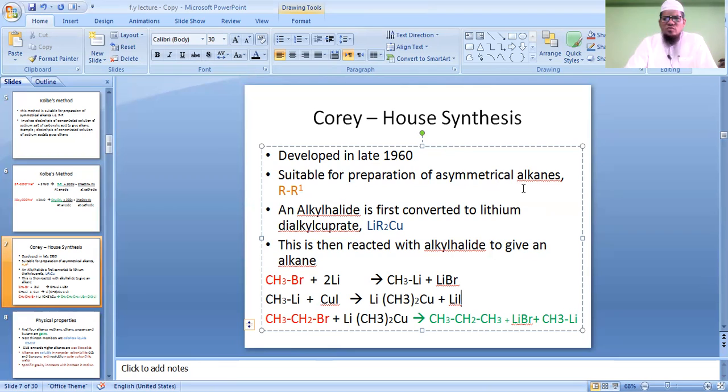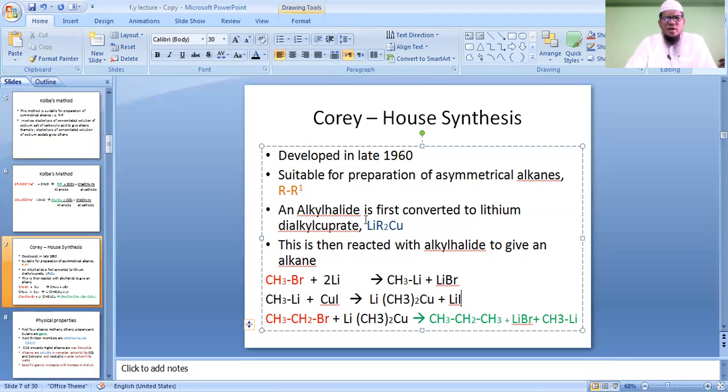Asymmetric means those alkanes which are containing odd number of carbon atoms, or where two alkyl groups are different, R and R dash. What is this method? This method involves the reaction of lithium dialkyl cuprate with alkyl halide. There is formation of higher alkane, asymmetric alkane, and in this way you get the product. It is not necessary to mention this step, but if you remember it is well.